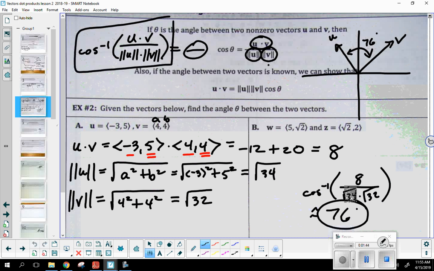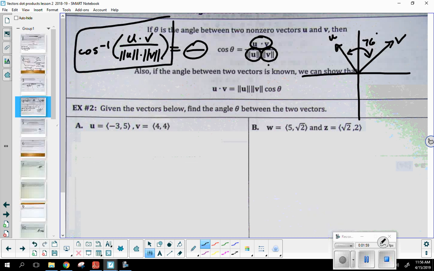Okay, so we take the dot product. That means to multiply. What were the double bars around my vector again? I always forget that. That was the magnitude, the square root of a squared plus b squared. I remember the last time we had a lesson on Thursday, because I think Friday the quiz took all the period. We got A done, but we didn't get B done. So let's see. I want to find the angle between W, whose component form is 5 square root of 2, and vector Z, whose component form is square root of 2 and 2.